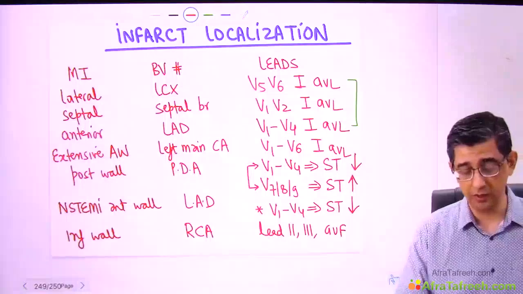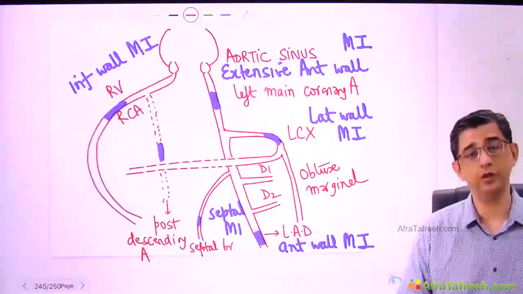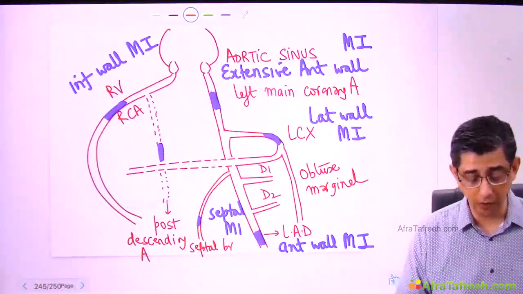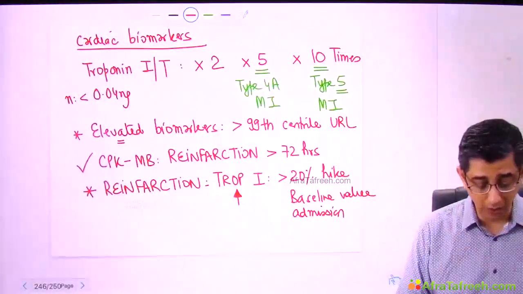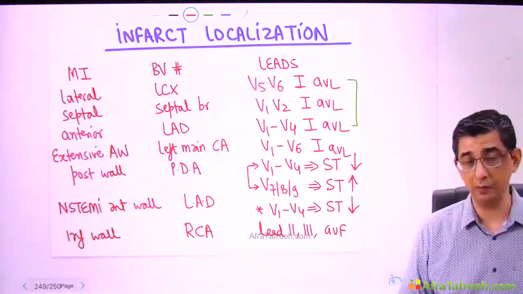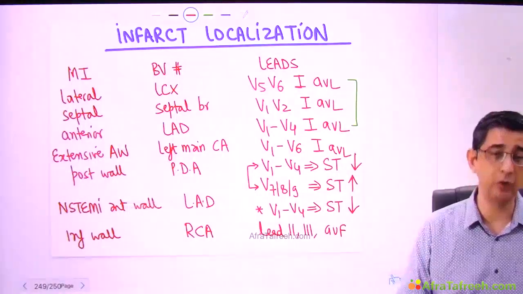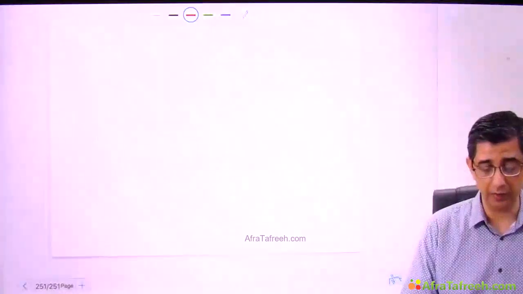Had I talked about infarct localization without explaining the arrangement of the leads or the diagram of the blood vessels, it would not have made too much sense. You have studied this in your basic sciences, but now I hope you are more comfortable understanding this particular table. So my message is, don't simply move on to this table per se. First, try to focus on the baseline information that has been provided.